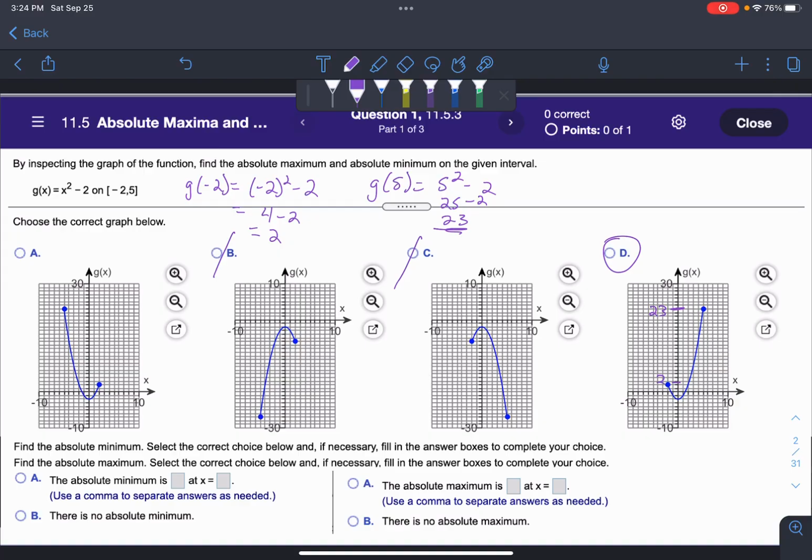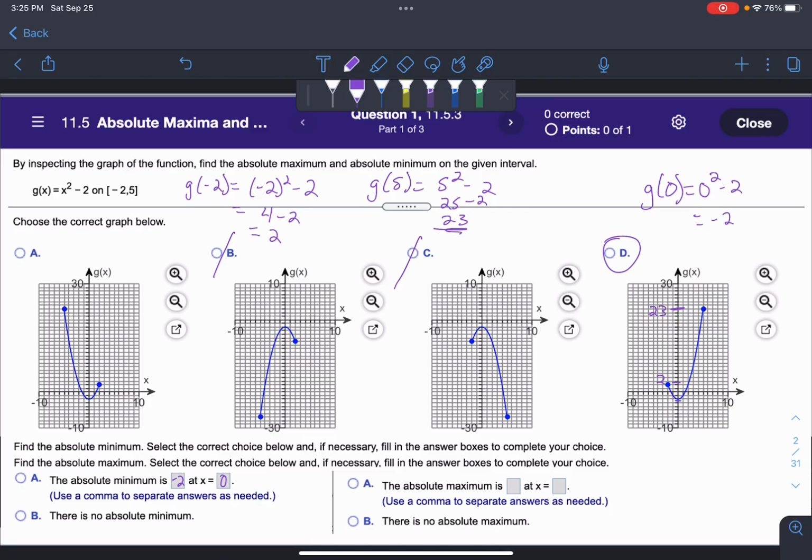So now we can look at the absolute min. Using our graph, we can see that the absolute minimum happens here, and that occurs when x is equal to 0. So even if we didn't have the graph and we knew that it happened at 0, we can get an actual answer rather than an approximation. That's probably -2. So the value is -2, and this occurs at x equals 0.